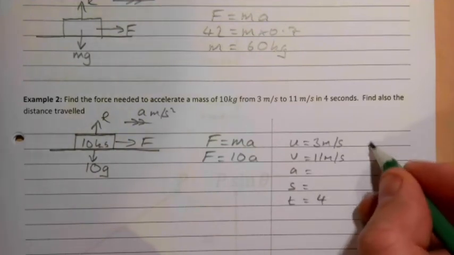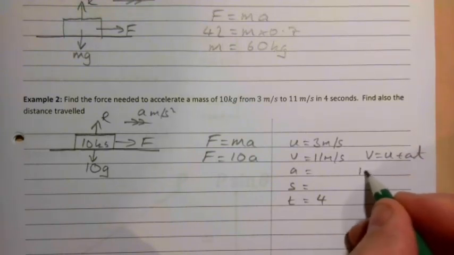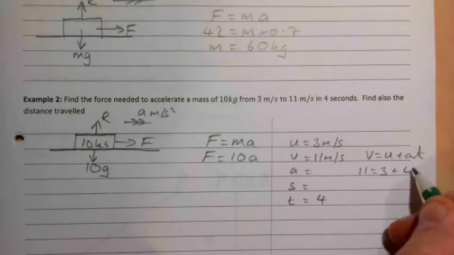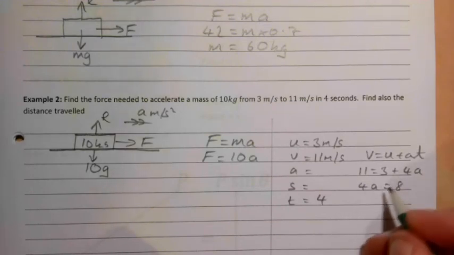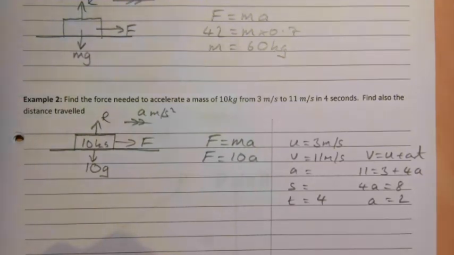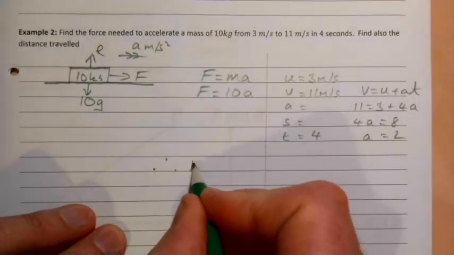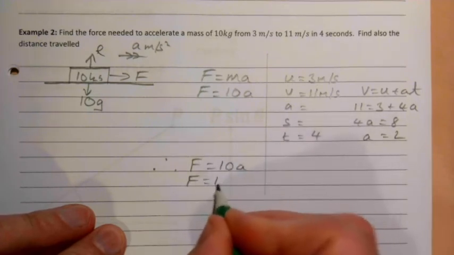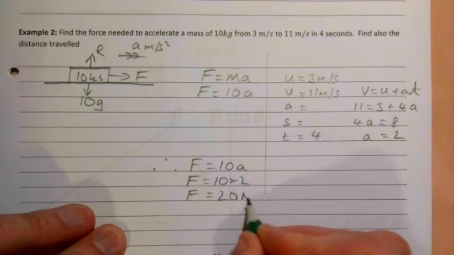So in this case we would use v equals u plus at. 11 equals 3 plus 4a, with the time being 4 there obviously, so that means 4a equals 8 and our a equals 2. Therefore F equals 10a, F equals 10 times 2, and F then equals 20 newtons.